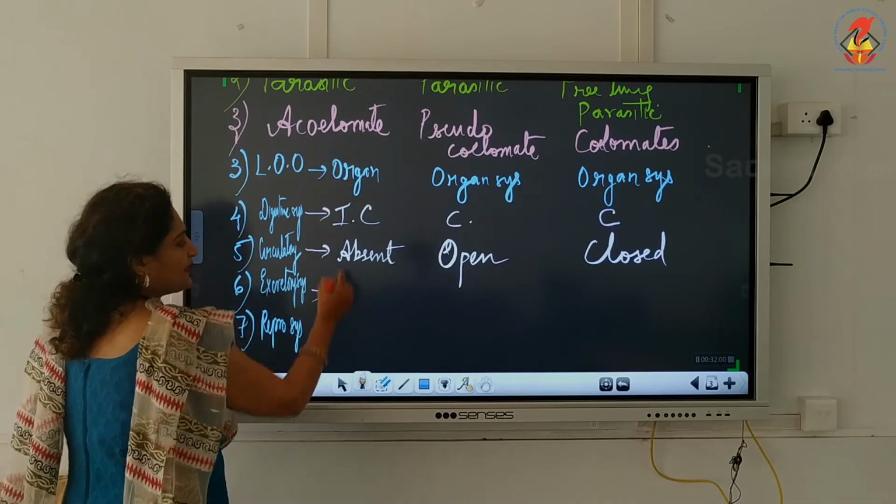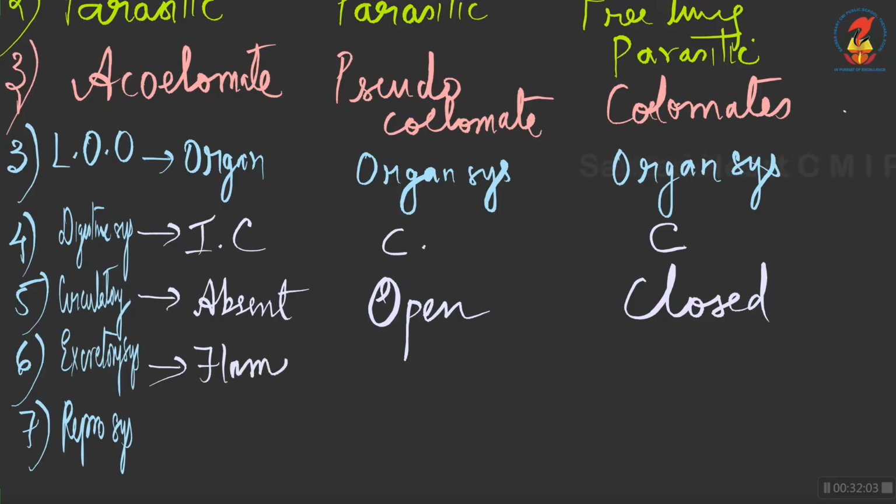Excretory system, here in platyhelminthes, the excretory organs are the flame cells. In helminthes, it is called the protonephridia.